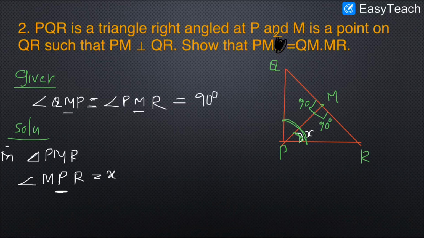So QM upon PM equal MP upon MR. Let's cross multiply. PM and MP both are the same. So PM square equal MP dot QM. This is what we needed to prove.